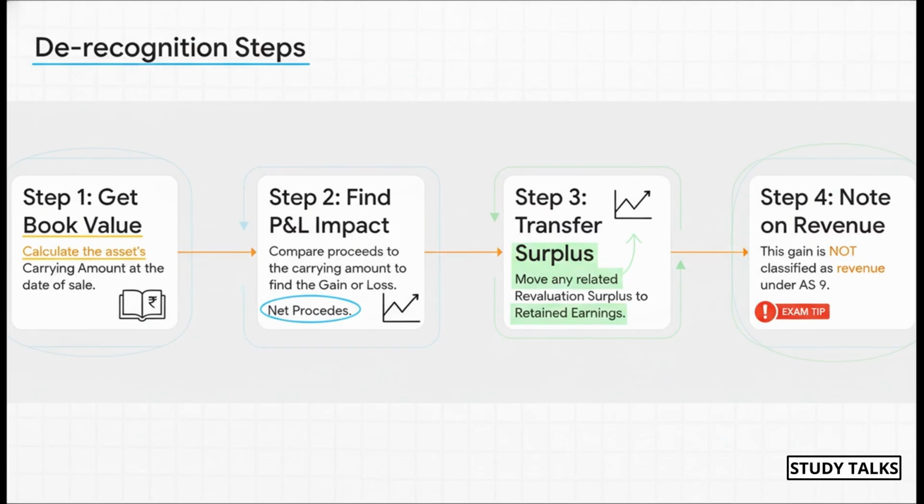And one final important note. Any gain on the sale is not revenue under AS-9. It's a gain on disposal, a completely separate line item.